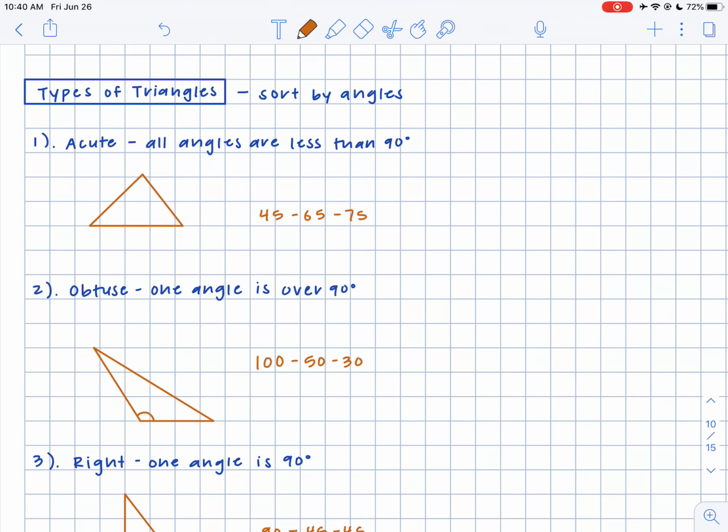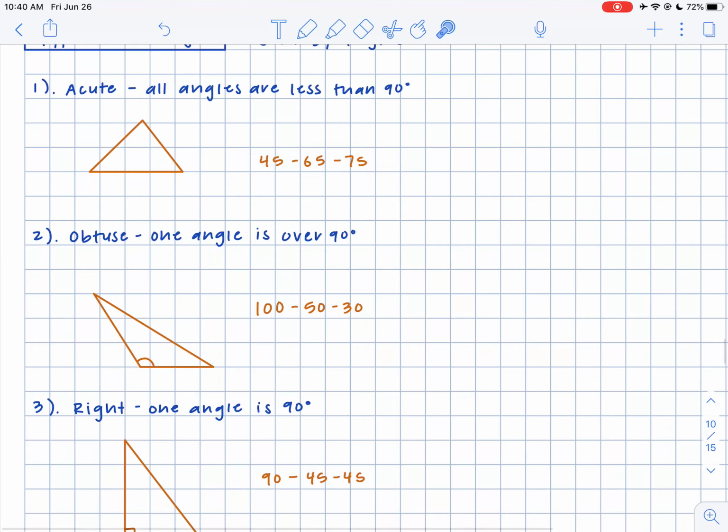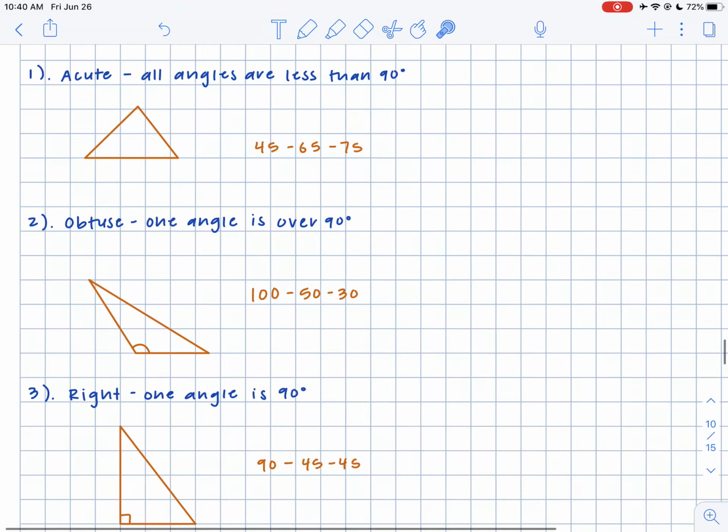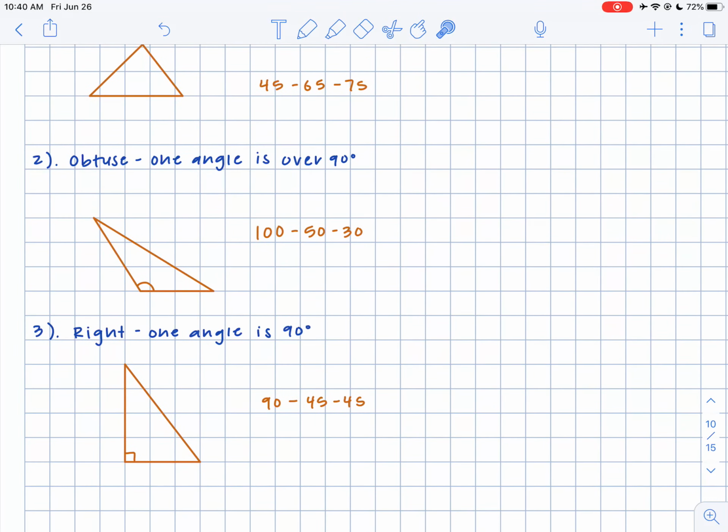So first, acute triangles. This is when all angles are less than 90, and you might see it written as 45, 65, 75. This is just the measure of all three angles. And the next one is an obtuse. This is where one angle is over 90 degrees. As we get into 2.2, you'll see why only one angle can be bigger than 90. But for now, just remember that obtuse is over 90 degrees, and you can see it written as 150, 30.